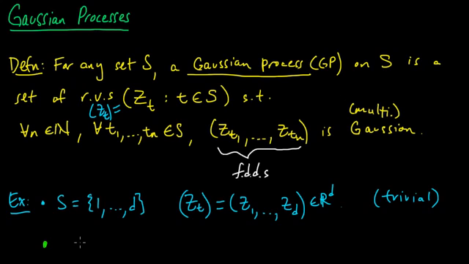So here's a little less trivial example. This may be the simplest possible Gaussian process that is non-trivial. This one will be random lines. Random lines. This was just a multivariate Gaussian.